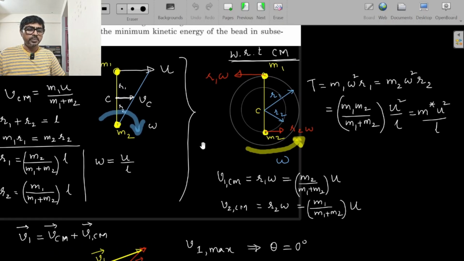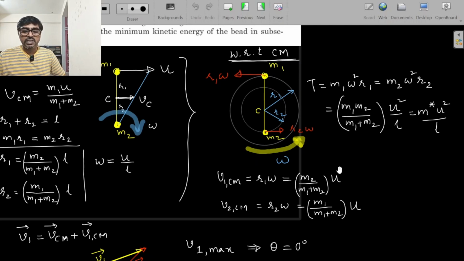Now if I go to the center of mass frame, it is an inertial frame here, because the velocity of center of mass will remain constant. There is no other external force here. With respect to center of mass, they are supposed to go in circles. Separation between them is fixed. Separation between C and m1 is fixed, C and m2 is fixed. When separation is fixed and they are moving, the only possibility is circular motion.